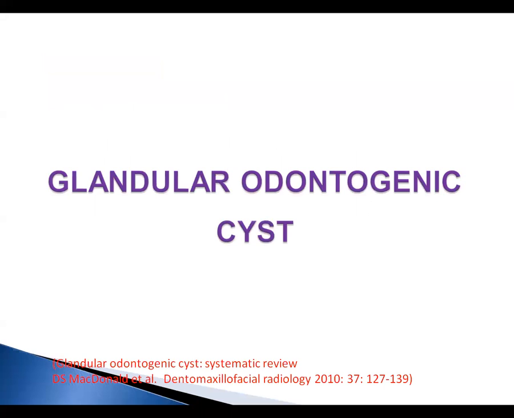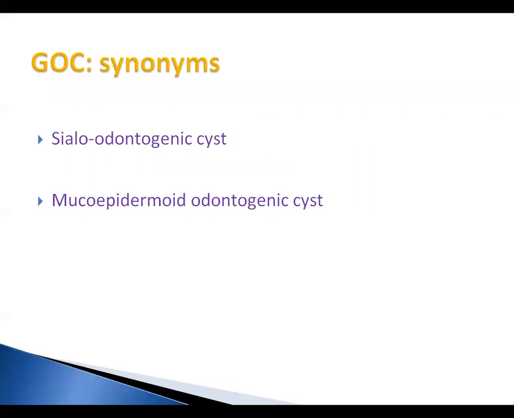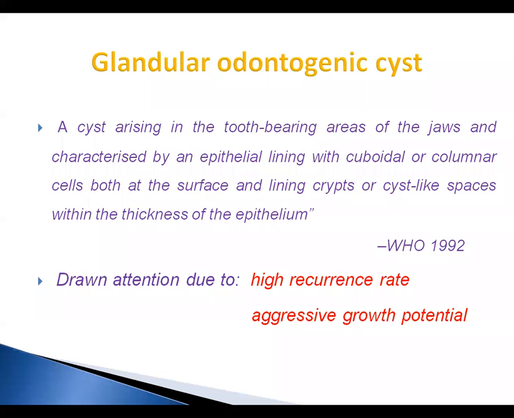The next important cystic lesion is the glandular odontogenic cyst. Synonyms are sialo-odontogenic cyst and mucoepidermoid odontogenic cyst. The glandular odontogenic cyst is a cyst arising in the tooth-bearing areas of the jaws, characterized by an epithelial lining with cuboidal or columnar cells, both at the surface and lining threads or cyst-like spaces within the thickness of the epithelium. It has drawn attention due to its high recurrence rate and aggressive growth potential.